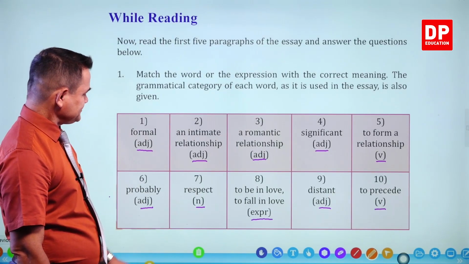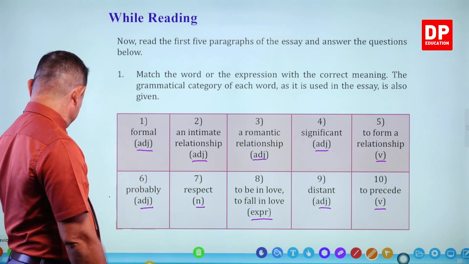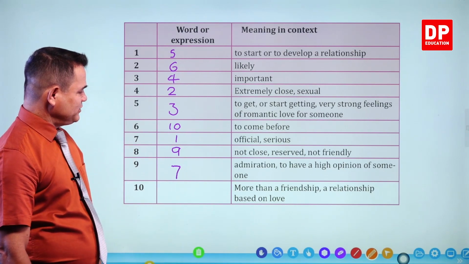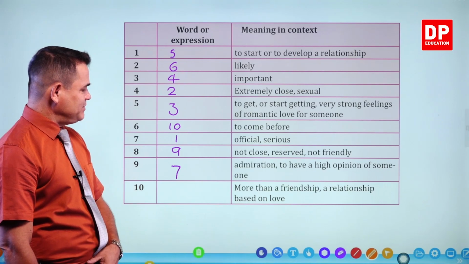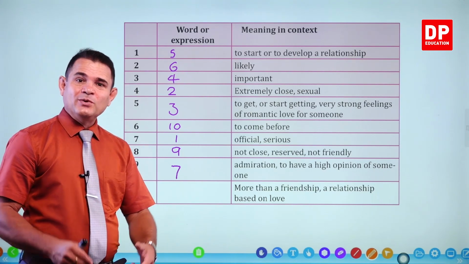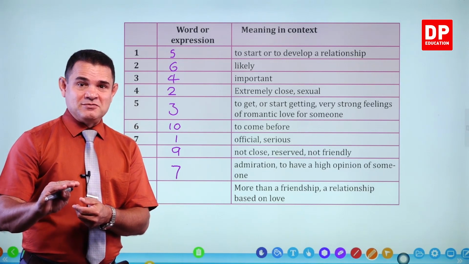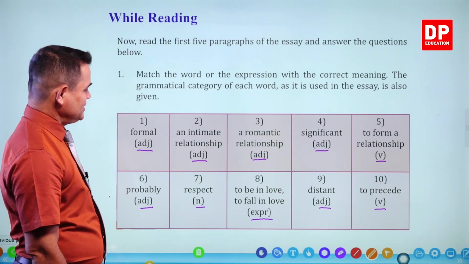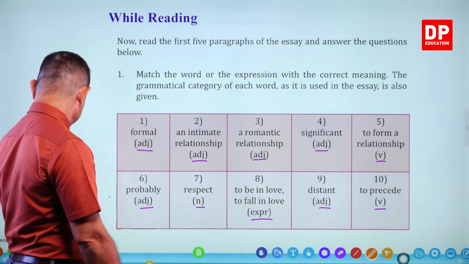Yes, is it respect? Number 7. And the last one, more than a friendship, a relationship based on love. More than a friendship, friendship එකට වඩා පොඩ්ඩක් එහා ගිය, based on love. The final one, to be in love, to fall in love. That is number 8.